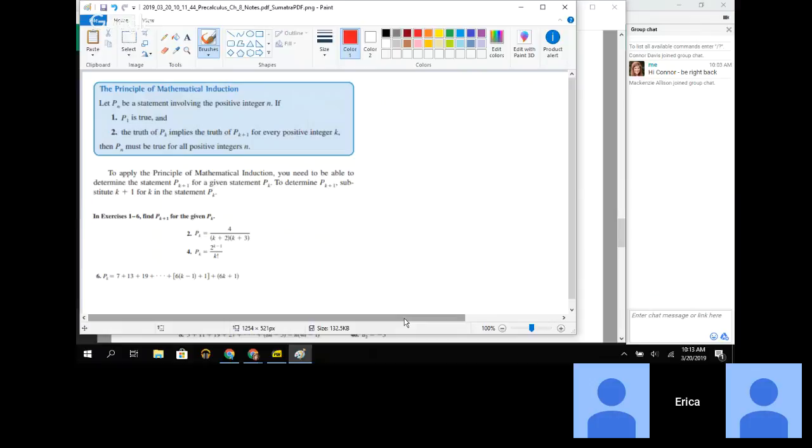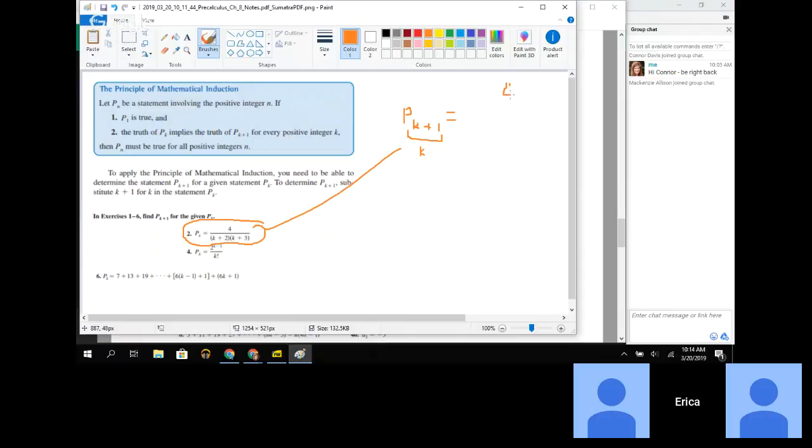Okay, so in number 2, number 2 is right here. P sub k is 4 over k plus 2 times k plus 3. So if we want to figure out what p sub k plus 1 is, we are going to plug k plus 1 in for k everywhere in our equation.